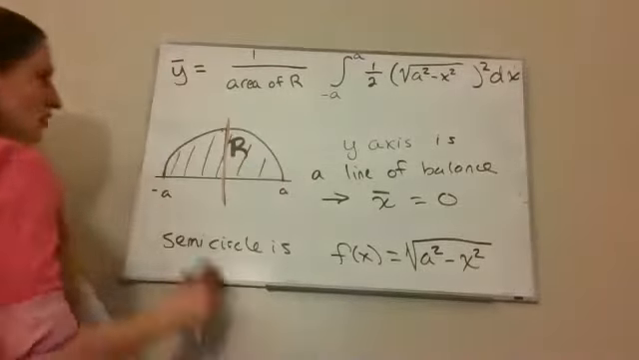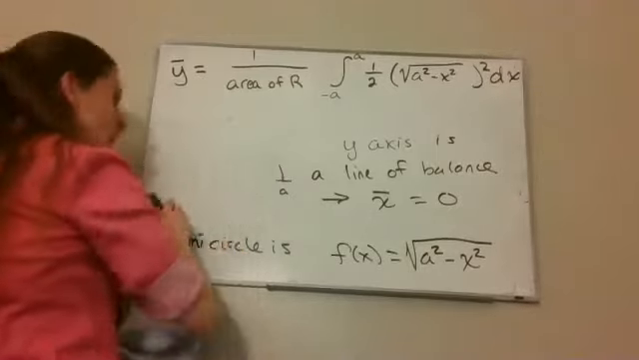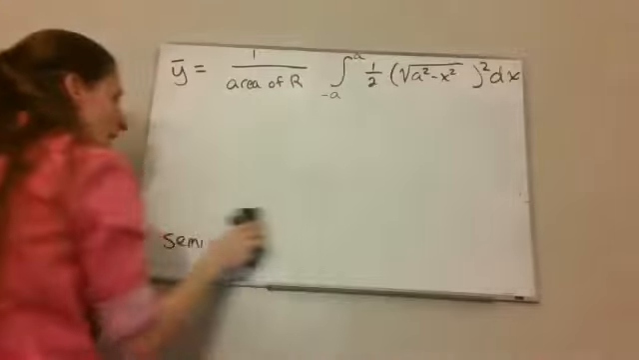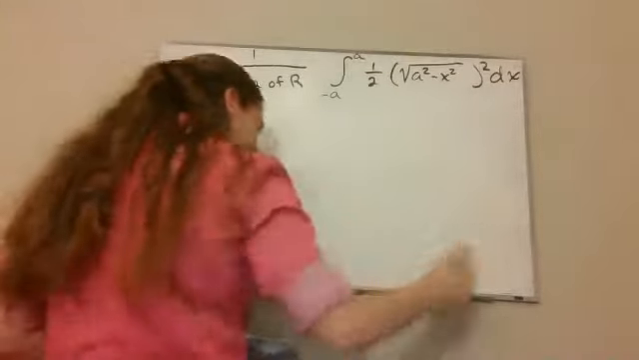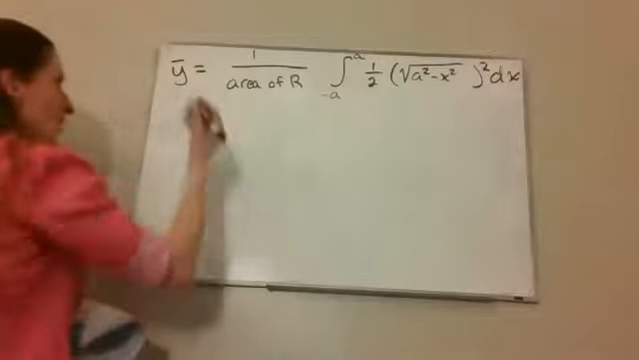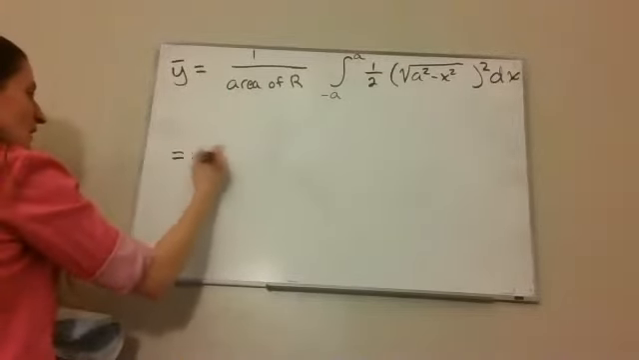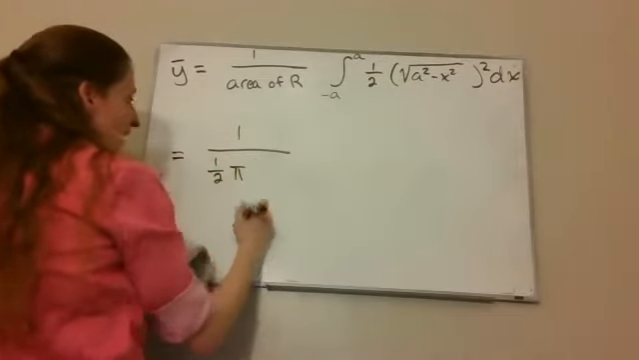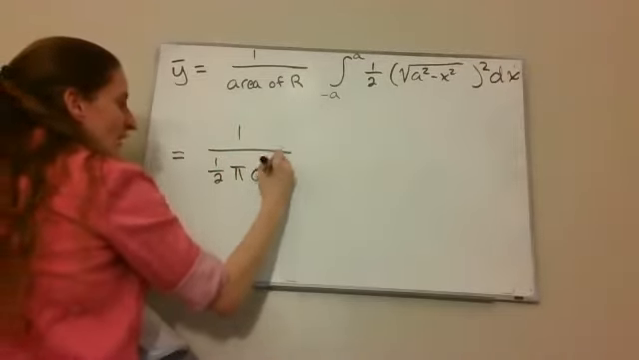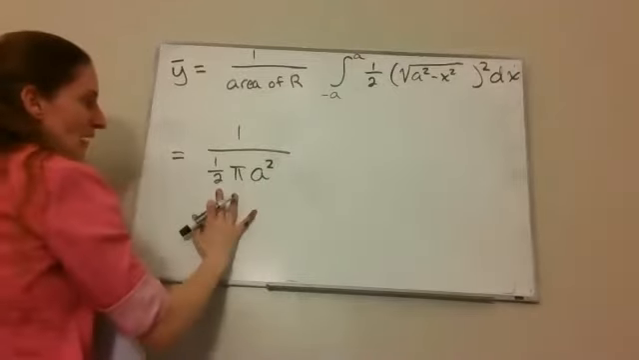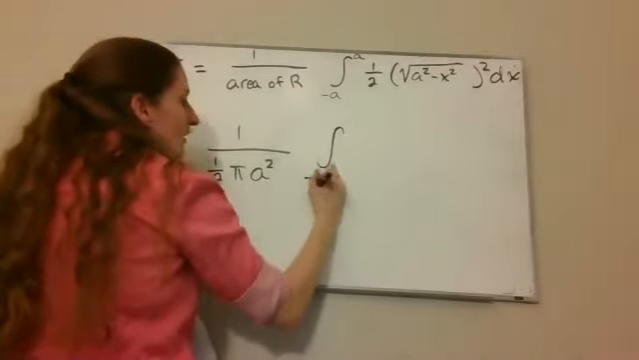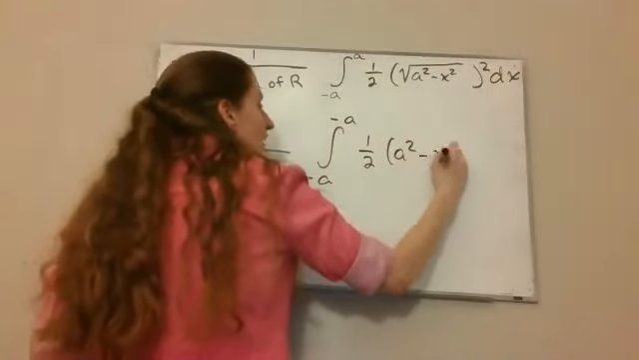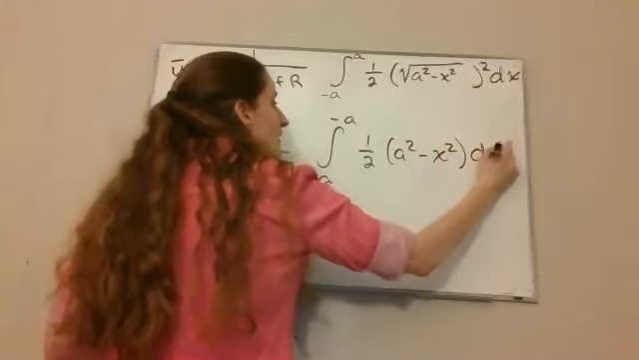So let's go ahead and try to calculate this. Well, you already see over here the square root and the squared cancel out, so that's super nice. And for that area of R, well, I just erased my picture, but it was a semicircle. A semicircle has area 1/2 pi times the radius squared, and my radius was a. So there's my area of R, integral from negative a to a of 1/2 times a squared minus x squared dx.